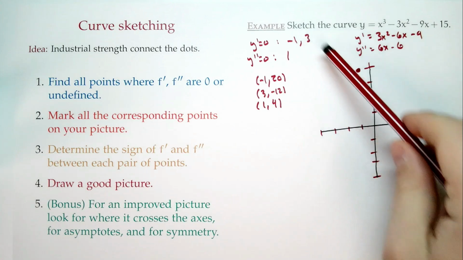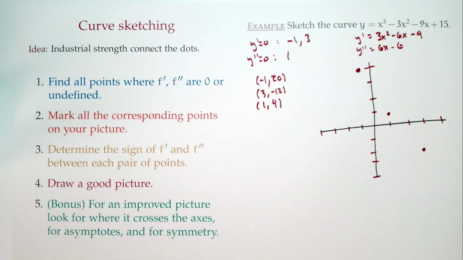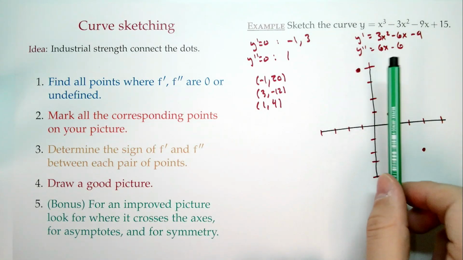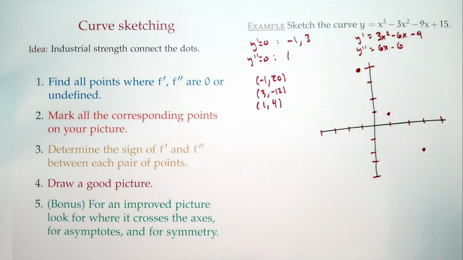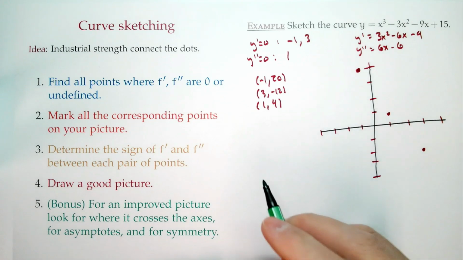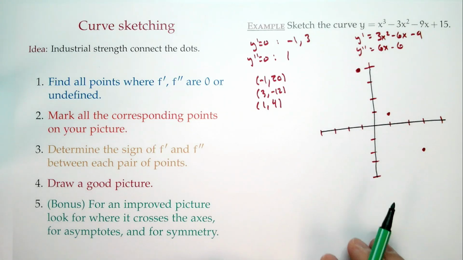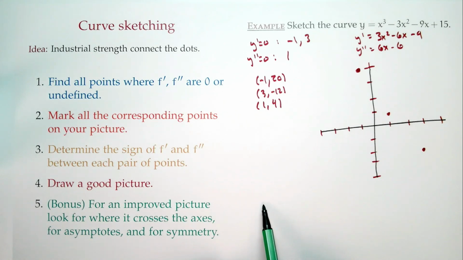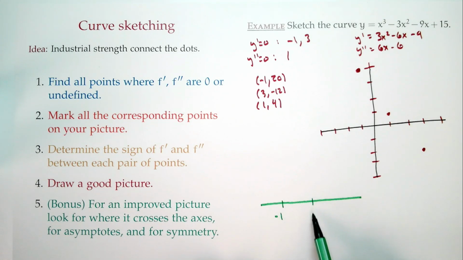And now you're thinking, whoop. But remember, we have to do more. Next step. Determine the sign of f prime and f double prime between each pair of points. In particular, notice I have 4 intervals. Between each pair of points actually means including the negative infinity and the positive infinity. So here we go, let's do it down here. I'm going to have negative 1, positive 1, positive 3.